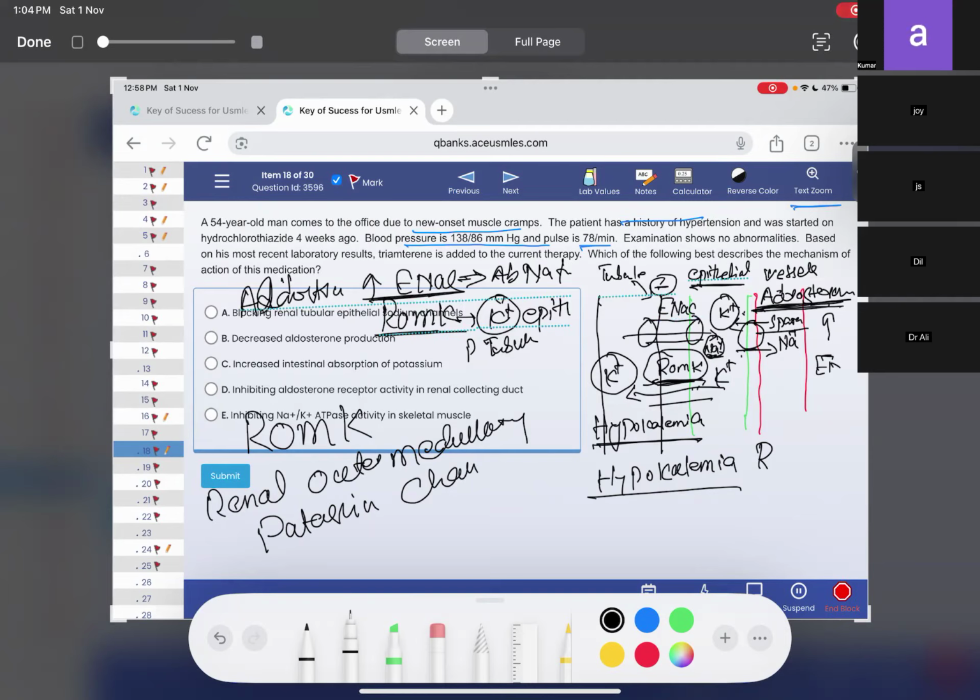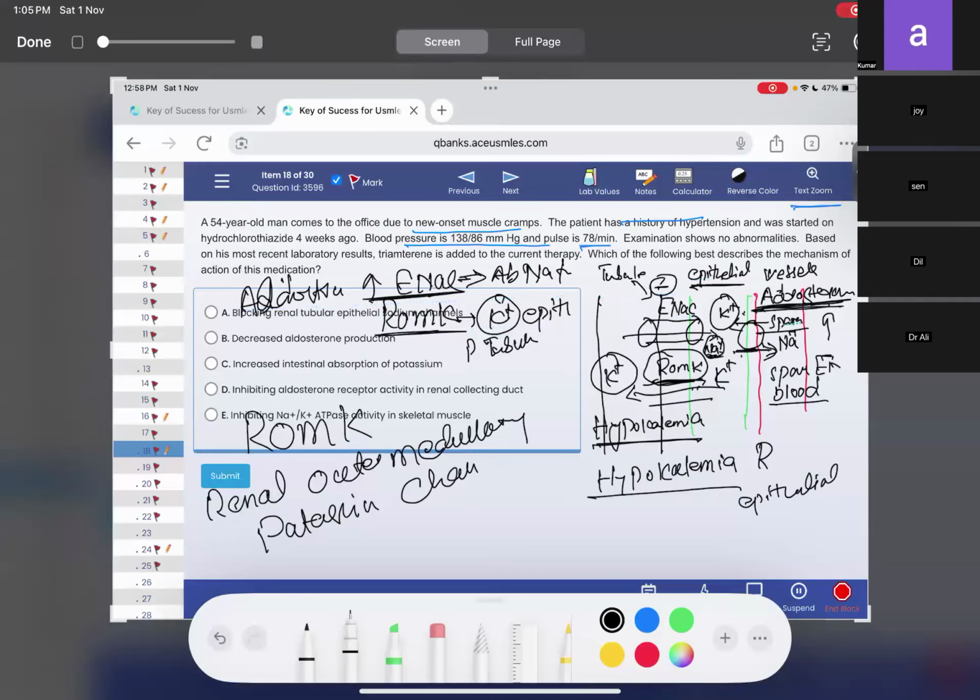Clear, everybody? What was the last line? The triamterene will block ENaC, and whenever ENaC is blocked, the sodium does not come into the epithelial cell, and the sodium potassium ATPase does not transfer sodium into the blood and potassium into the epithelial cell, as a result of which the potassium will be spared in the blood.